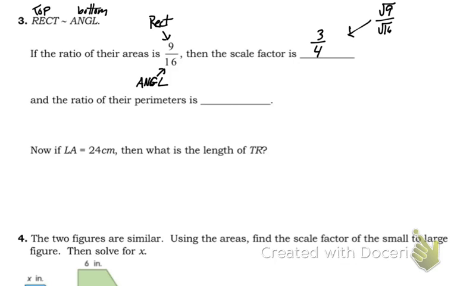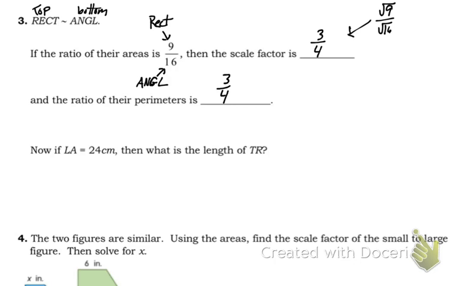Alec, do you know the ratio of the perimeter? Is it the same? Yeah, it's the exact same. So 3 over 4. The only time it changes is when I start talking about areas or volumes. My perimeter, all my sides are going to be the ratio of 3 to 4, so is my perimeter. If LA equals 24, then what is the length of TR?